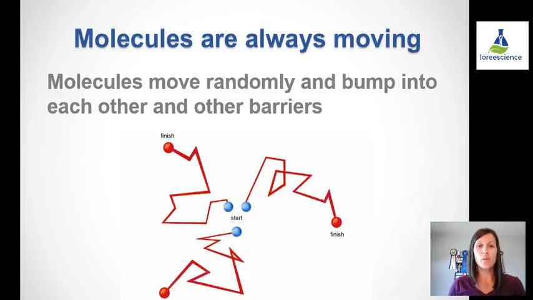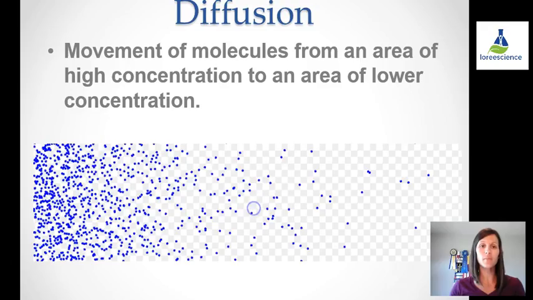The first thing to keep in mind when we're talking about either diffusion or osmosis is that molecules are always moving. They move randomly and then bump into each other and into barriers. So if we have any molecules, they're not going to follow a predetermined or set path. They're going to move randomly and continue to do so. Keep that in mind as we go through the following definitions.